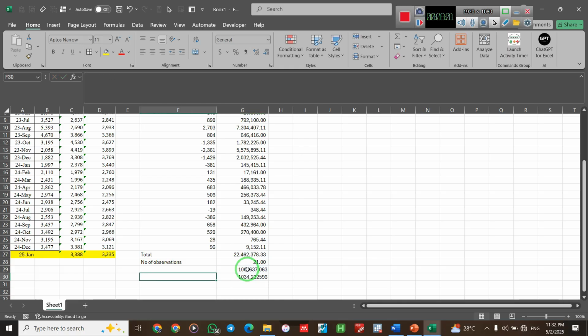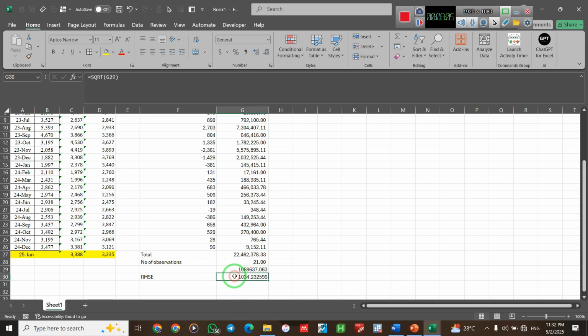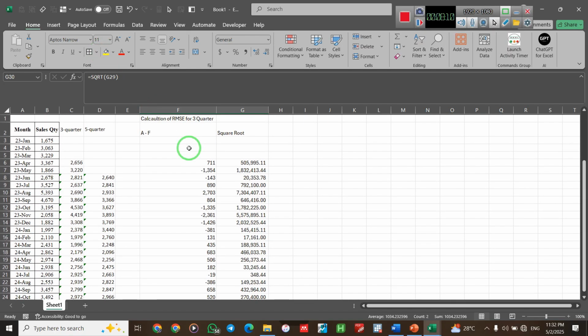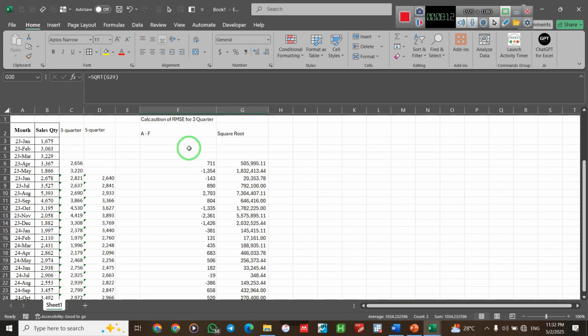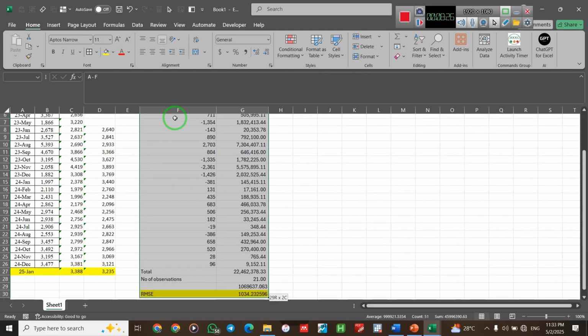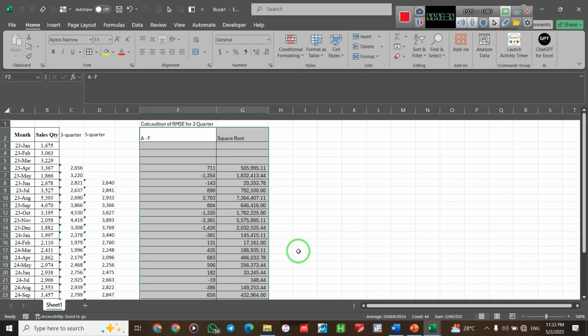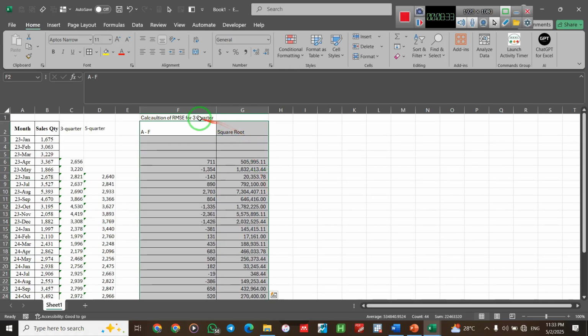So this is your RMSE value. This is your RMSE value for the 3 quarter moving average, right? In the same way you have to calculate the RMSE for the 5 quarter moving average. So try to do that by yourself. I hope everyone at least tries to calculate that by yourself, the RMSE for the 5 quarter moving average, right? So now I'm going to calculate.